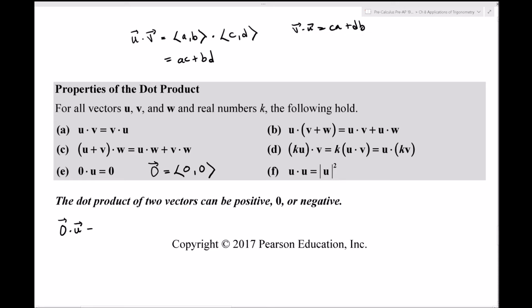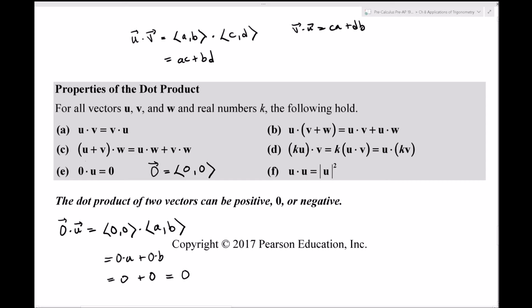0 dot u. Well, first off, 0 is 0, 0. And let's say u is a, b. So then if I take the 0 vector, dot it with u being a, b, we would do it this way. The definition would be the x components multiplied together, which is 0 times a, which ends up being 0, plus 0 times b. That also ends up being 0. The number 0 plus the number 0 is equal to the number 0.